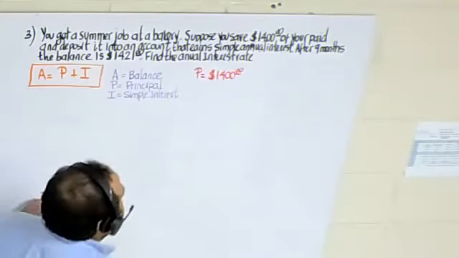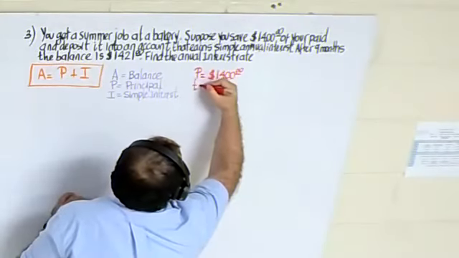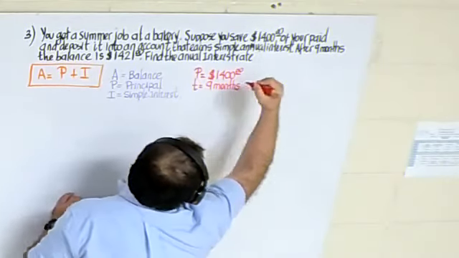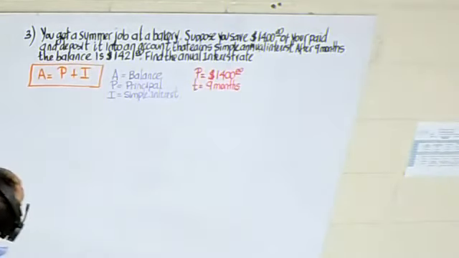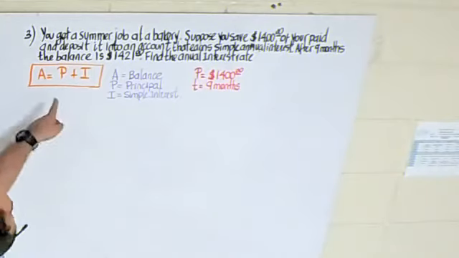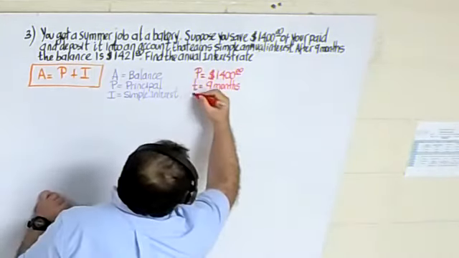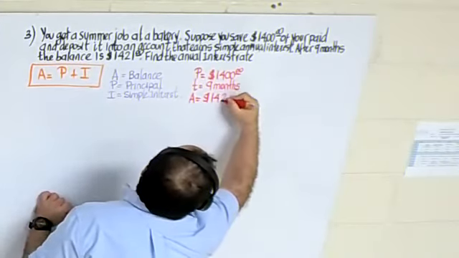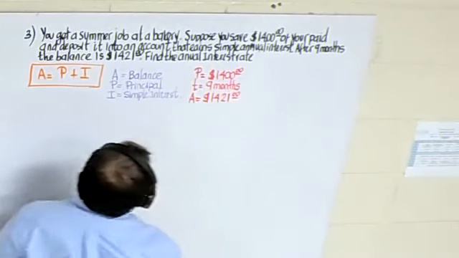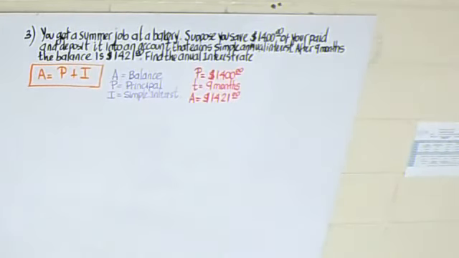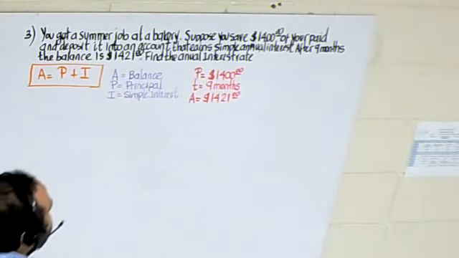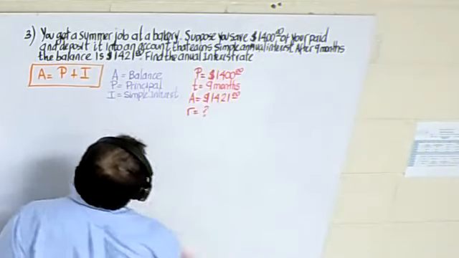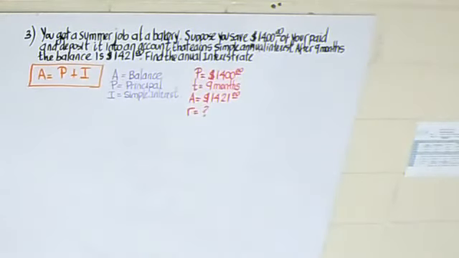After 9 months, this is the period of time. 9 months. Okay. The balance, in this situation the letter A, will be $1,421. So the question is, find the annual interest rate. So in simple words, they're asking for what will be the value of R.